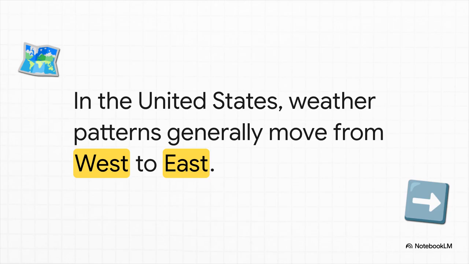Now, here is a huge piece of the prediction puzzle. Thanks to the Earth's rotation, there are these massive currents of air high up, called the jet stream, and they tend to push weather systems across the United States from west to east. It's why the weather in, say, Colorado today is often a pretty good preview of the weather in Kansas tomorrow. This is really the foundation of forecasting.